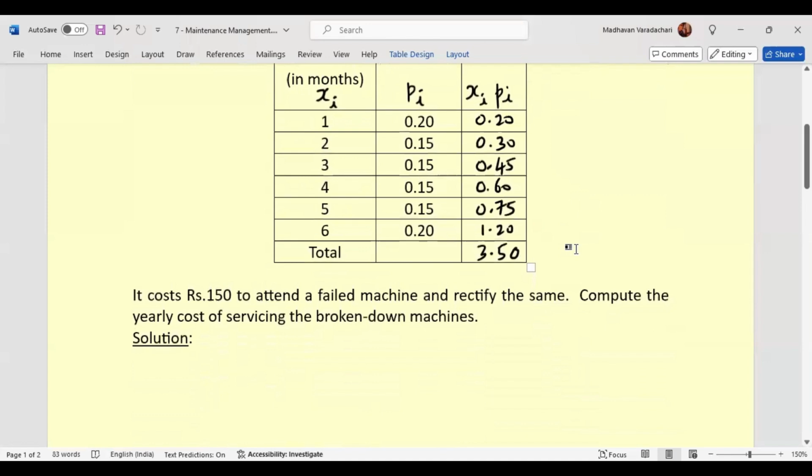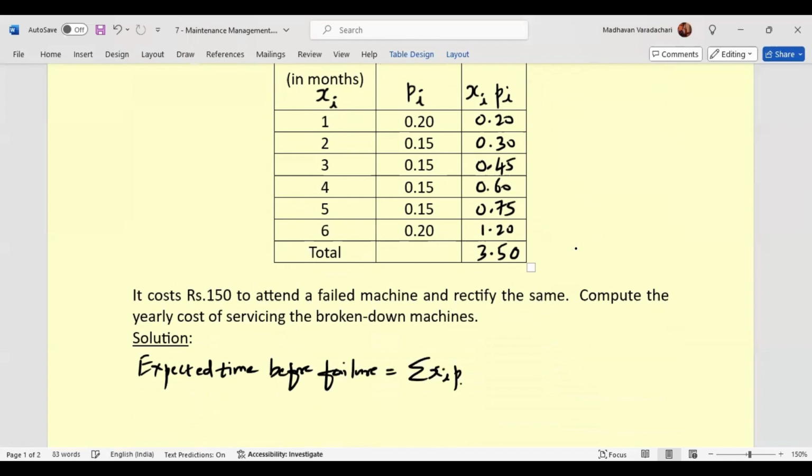So we can say expected time before failure on an average is summation xi into pi, which is 3.5 months.